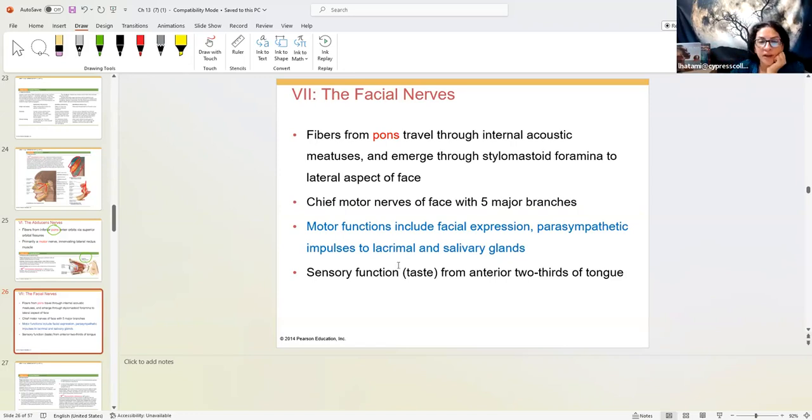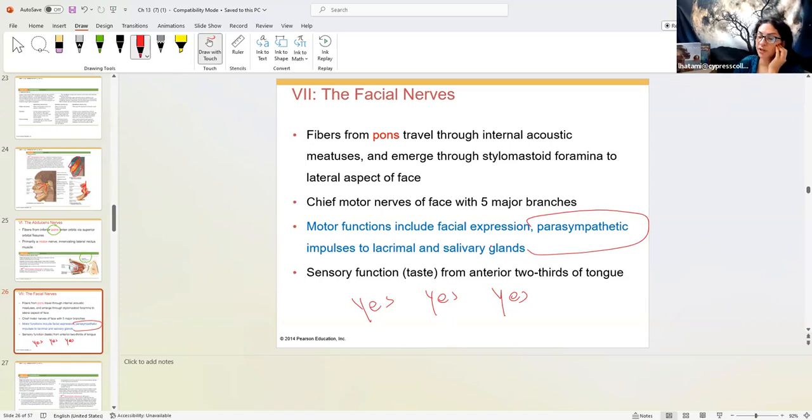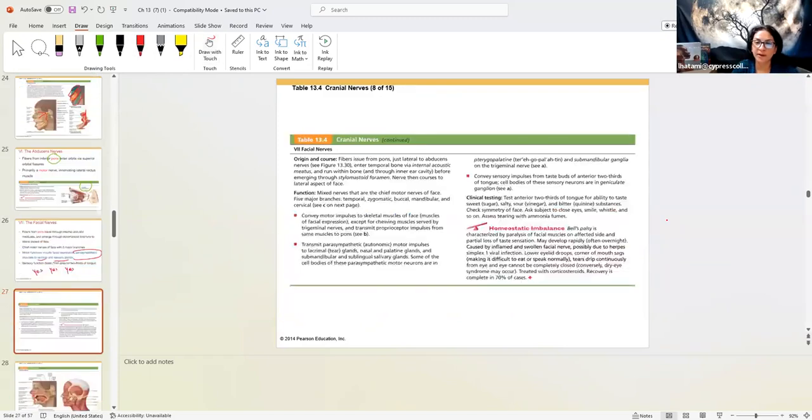And don't forget, we define 3 Ys for the facial nerve: 1 Y for sensory, 1 Y for motor, and 1 Y for parasympathetic fibers. So the facial nerve, or cranial nerve number 7, is going to carry the parasympathetic fibers to the lacrimal and salivary glands, the glands which we have in our face. And then for the sensory function, it is going to carry the taste information from the anterior 2/3 of the tongue to the brain.